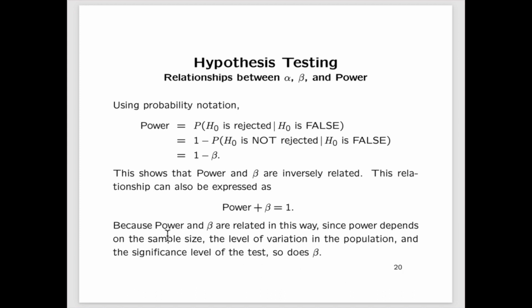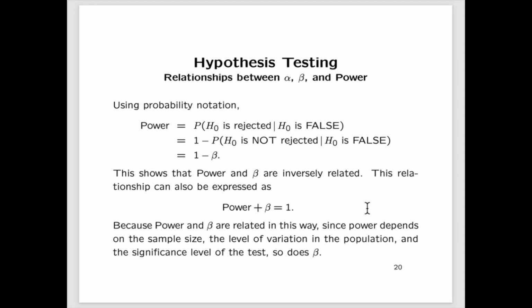Now, because power and beta are related according to this relationship, and since power is a function of many things, including the sample size, the level of variation in the population, the significance level of the test, and so forth, that implies that beta is a function of those quantities also. So beta, the probability of a type 2 error, is not a single number. It's not a single value. It's a function. It depends on, again, the sample size, the level of variation in the population, the significance level being used in the test, and so forth.